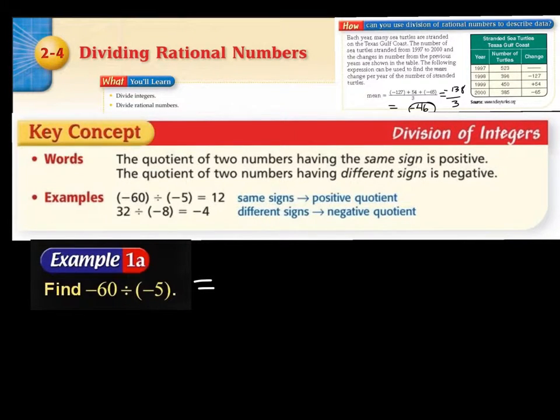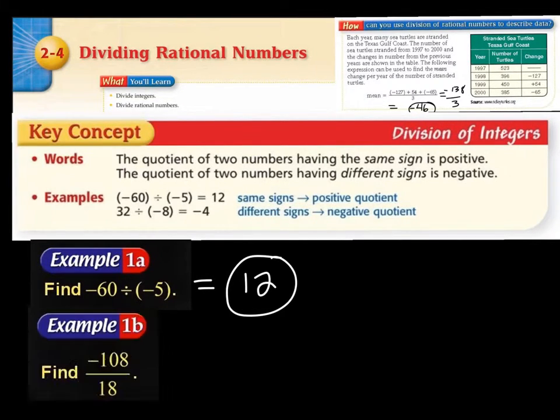The signs are the same, so it's going to be positive, and 60 divided by 5 is 12. Negative 108 divided by 18, we have opposite signs, so my sign is going to be negative, and 108 divided by 18 is 6.